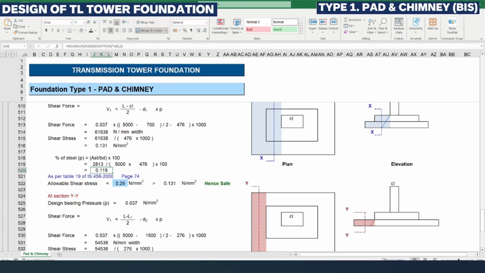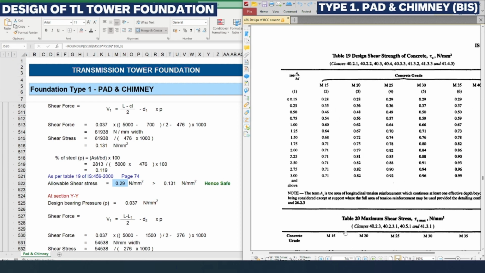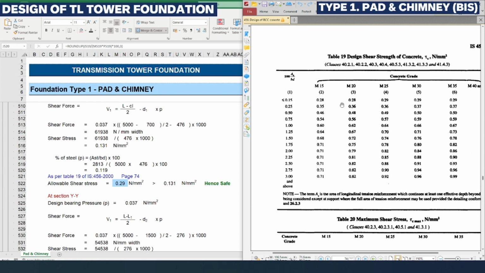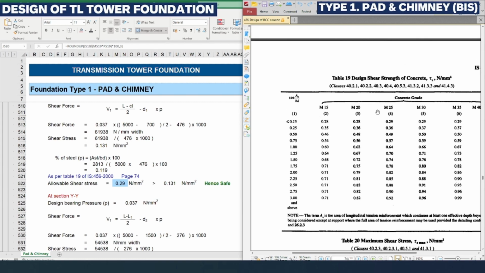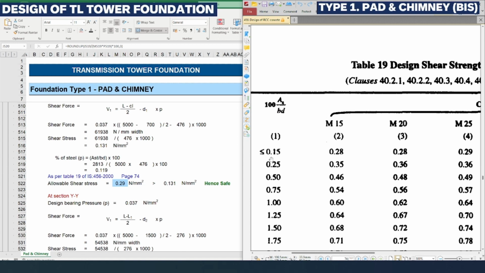Based upon IS 456 table 19, you can see in the right hand side page number 74, from this table we need to pick according to the grade of concrete. The grade of concrete we already considered as M25 in our basic input. If the percentage of steel reinforcement is less than or equal to 0.15, then we need to consider 0.29. In our case it is 0.119, which is less than 0.15, so we are considering 0.29 Newton per millimeter square as the allowable shear stress.